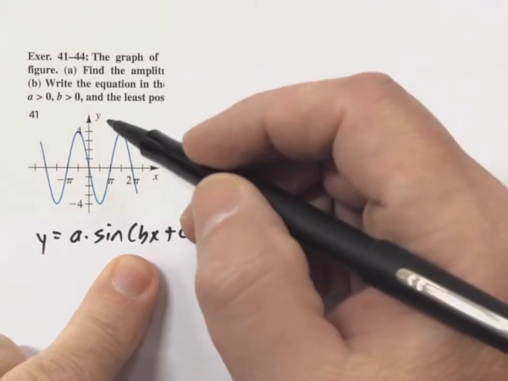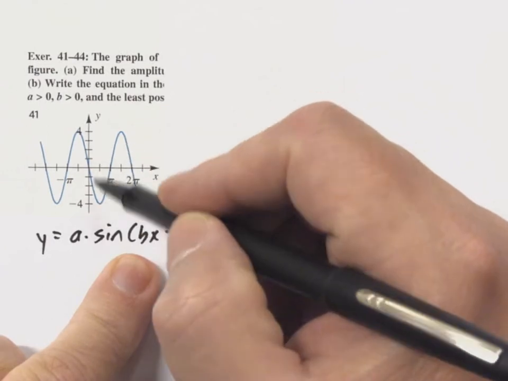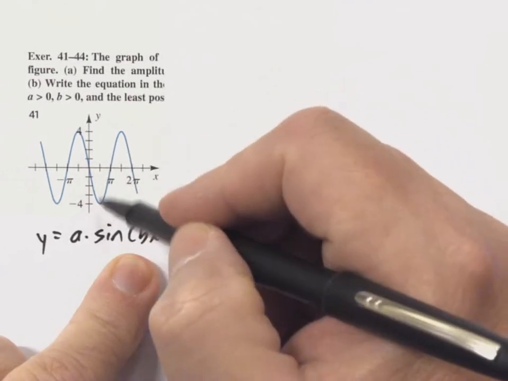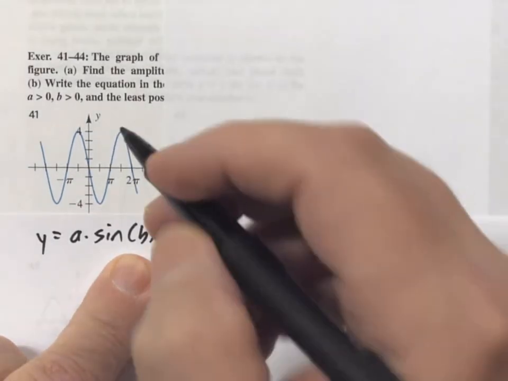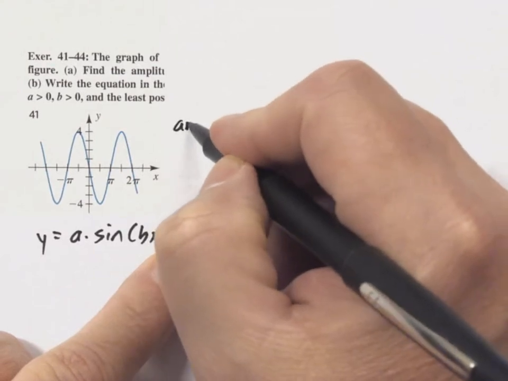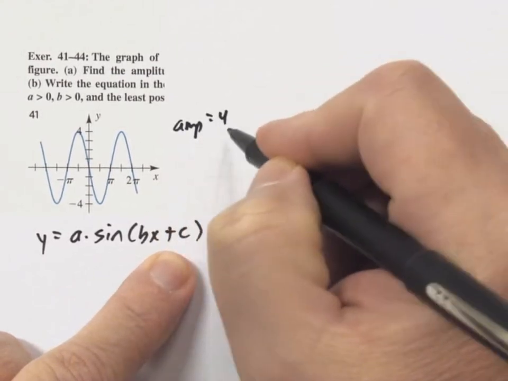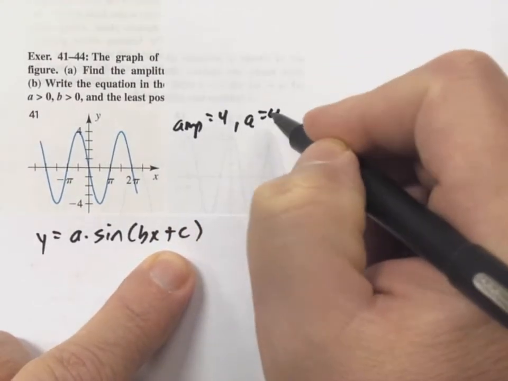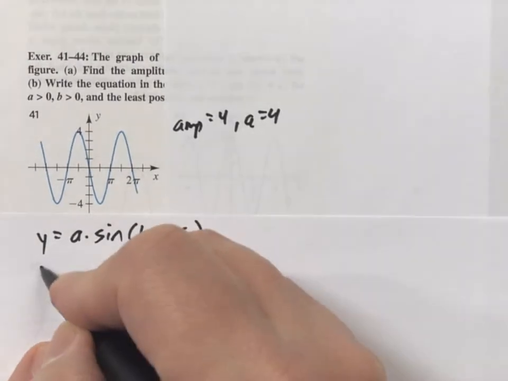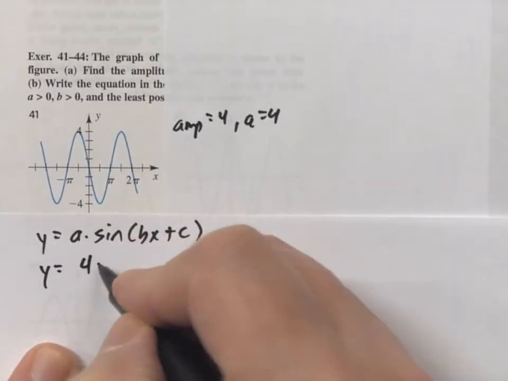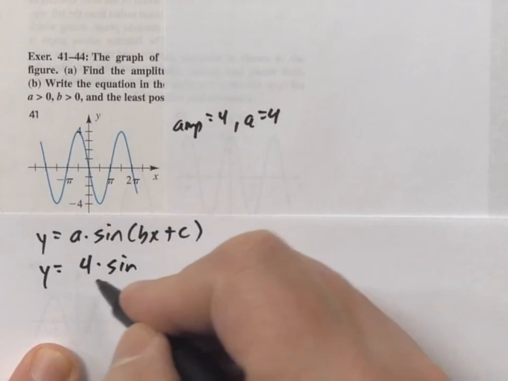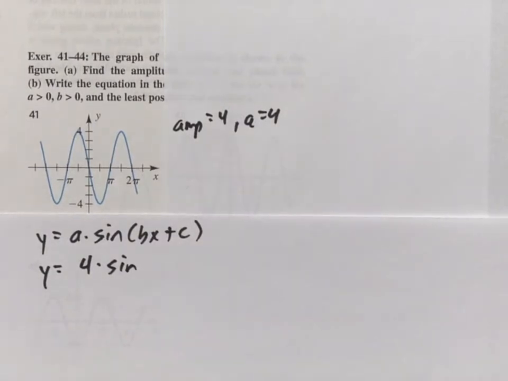Amplitude is always the easy one, right? The high and the low. Looks like it goes from 4 to negative 4. Therefore, the amplitude is 4, which means I know that A is 4. So I can actually go down here and plug in 4.